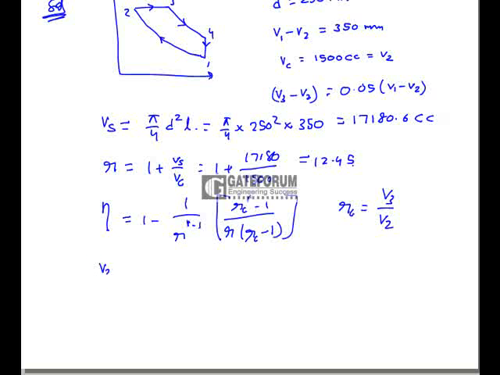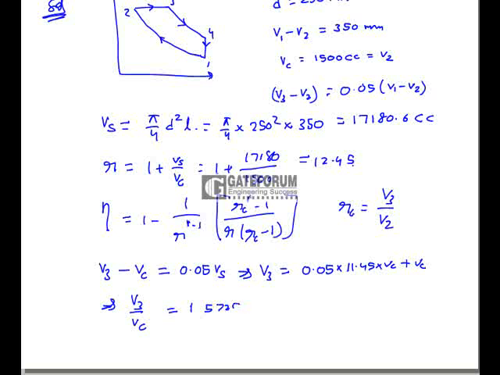So here V3 minus V2 is nothing but 0.05 times Vs. But we know that Vs by Vc is equal to 11.45, so V3 is equal to 0.05 into 11.45 into Vc plus Vc. From this we can get the V3 by Vc ratio, which is nearly 1.5725. So that is V3 by V2, or the cutoff ratio, equal to 1.5725.